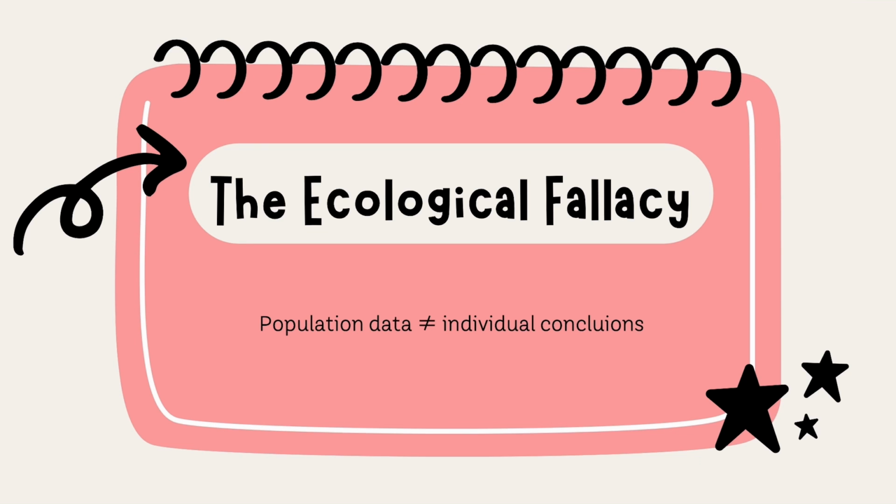The ecological fallacy reminds us that correlation does not equal causation, and that population data can hide important variations within groups. Recognizing this helps researchers interpret ecological findings responsibly and avoid drawing simplistic conclusions from complex social realities.